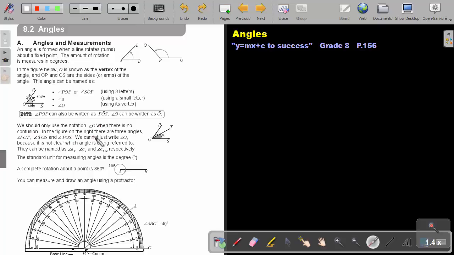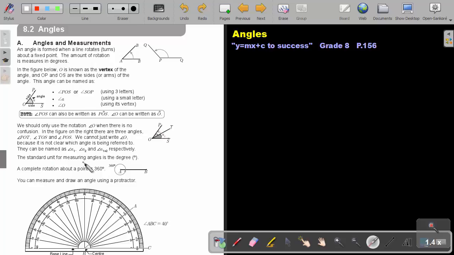In the figure on the right, there are three angles: POT, TOS, and POS. So it's the small ones as well as the big one. We cannot just write angle O because it's not clear which angle is being referred to. They can be named as A1, A2, or A3.